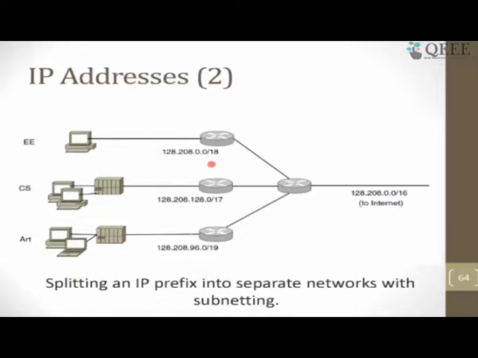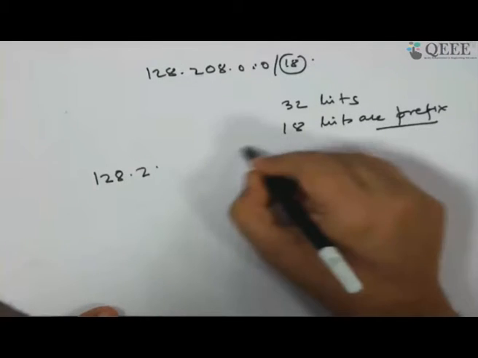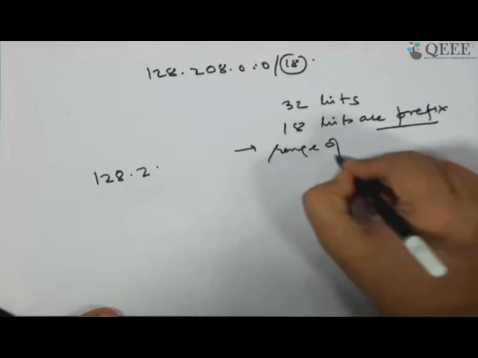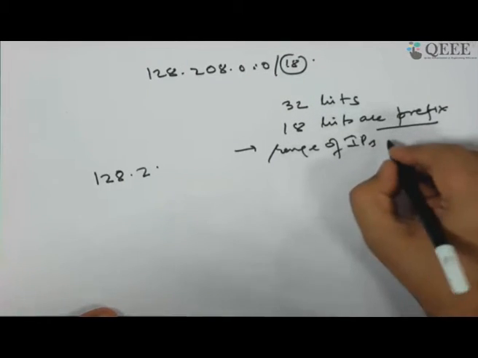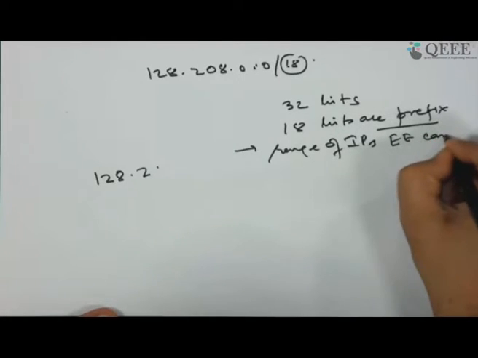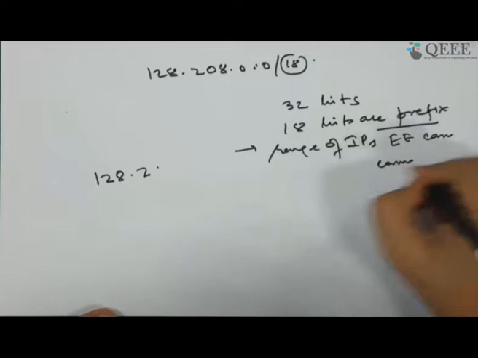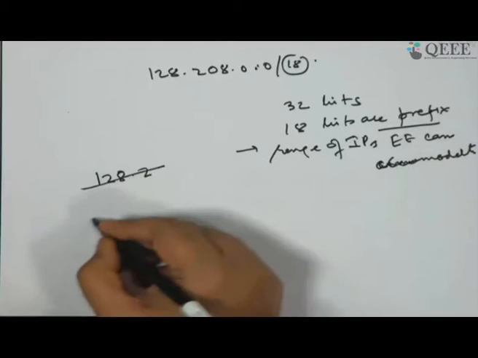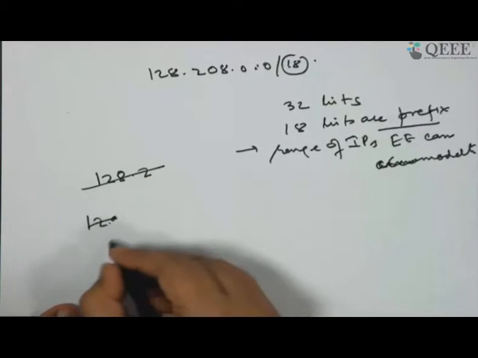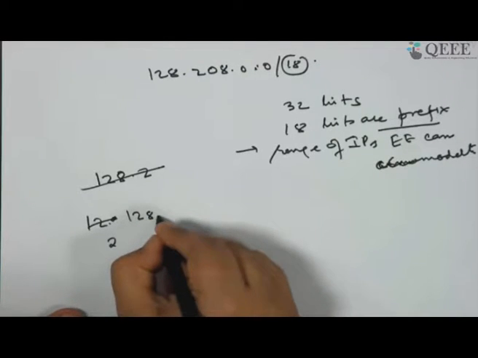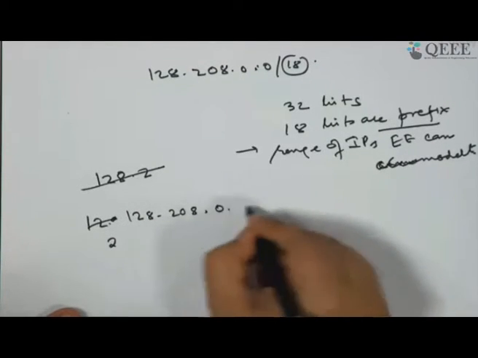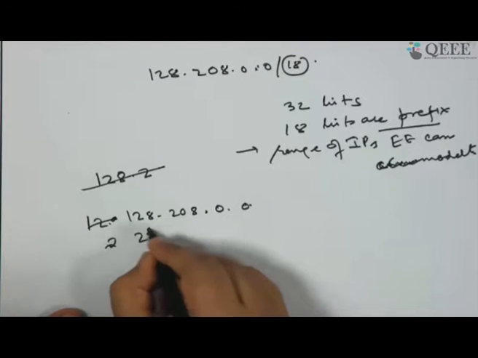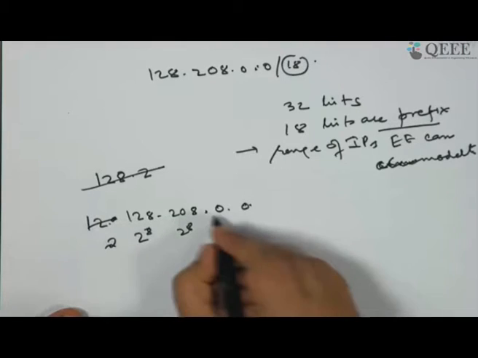So if this is there, then what is the range of machines I can have? Let us say the range of IPs EE can accommodate. This is the question which I can ask. Okay, let me write 128.208.0.0. So here 2 to the power 8 is gone, 2 to the power 8 is gone. So now it is 18.